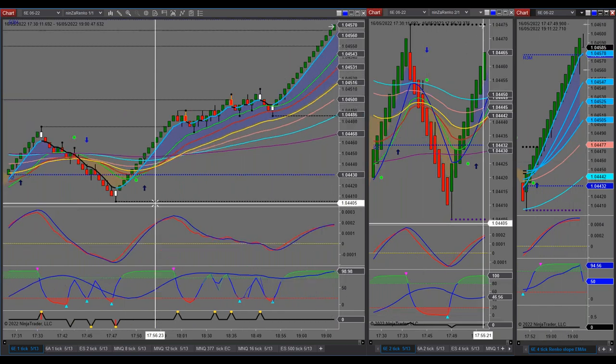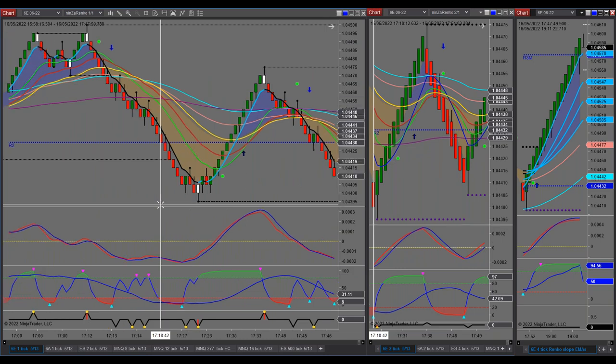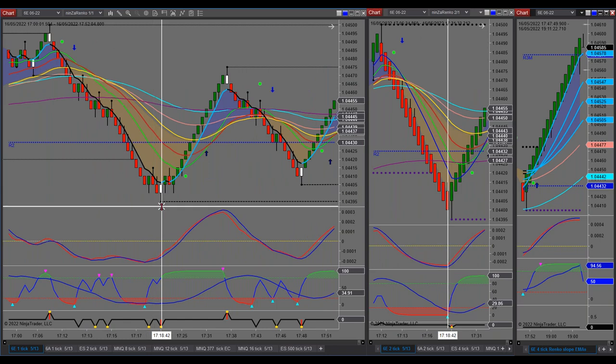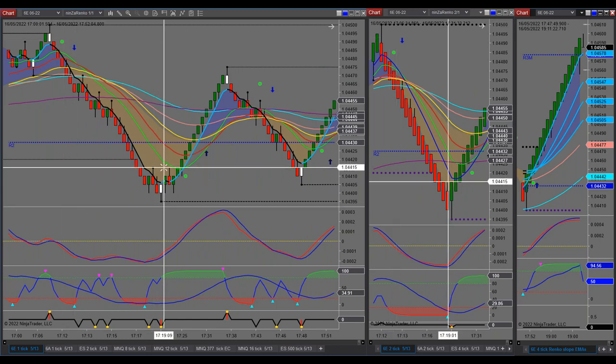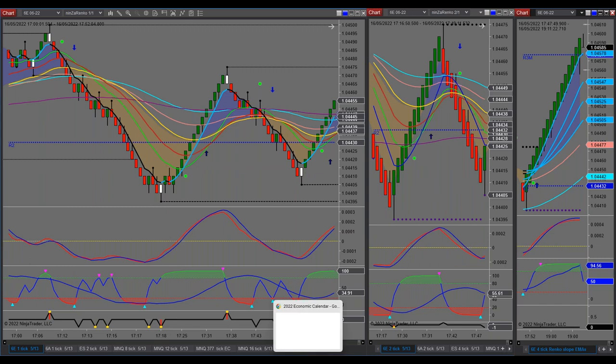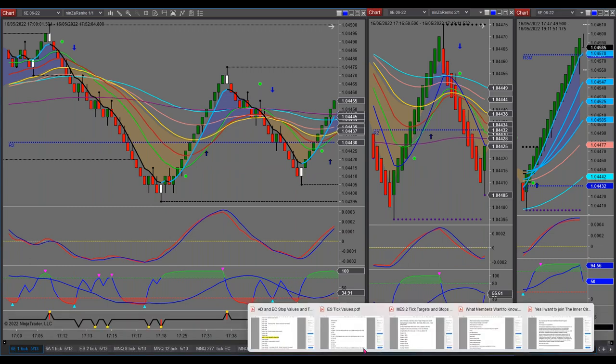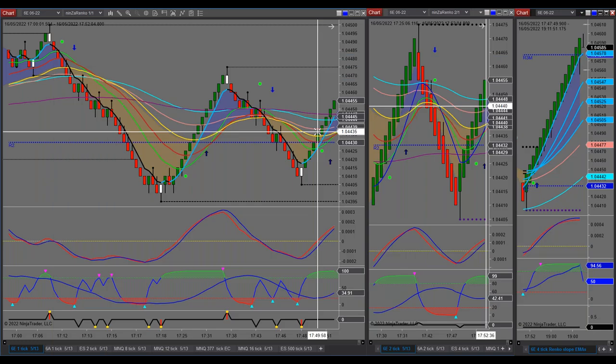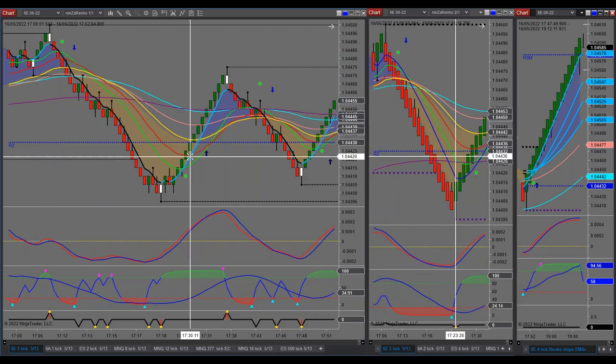Okay. How do we pick up the 10 tick moves? So, in other words, this is the 6E. Now, the 6E is $6.25 a tick. So if we look at our spreadsheet again, at 10 ticks, that's $62.50. So if you're going for your 200 a day per contract, and remember, you only need $2,000 in your account for this, how are you most likely to pick those up? It's when you get your deep pullbacks and you get your EMA bounces.